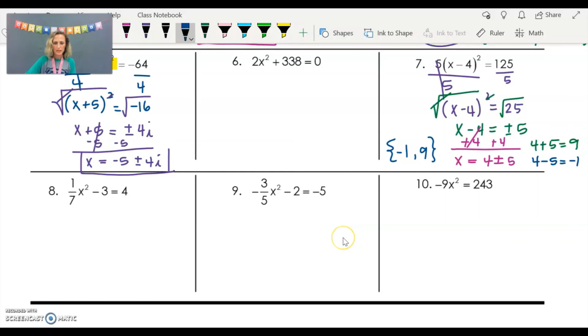Hopefully you feel by now like you're ready to start trying some of these problems on your own. So we're going to work 6, 8, 9, and 10 independently, and then come back together to check our work. Pause the video now and see how you do.